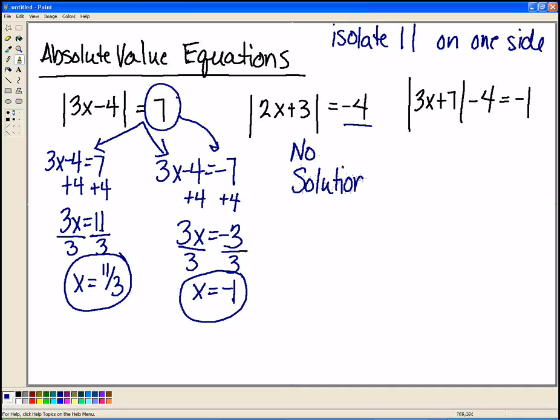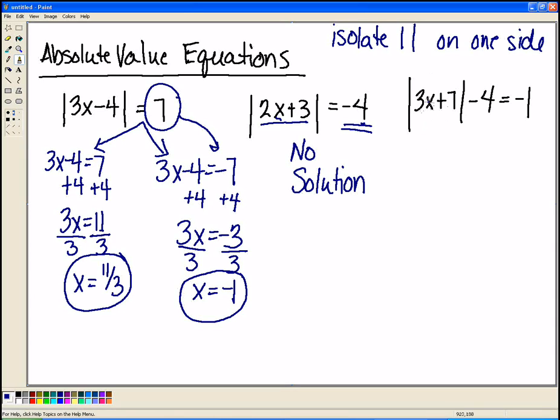Why is that? Can you ever take an absolute value and get a negative number? No. Absolute value by definition is a positive number, okay? All right? So you can never take an absolute value and get a negative number. So if you isolate your absolute value on the left-hand side and you have that it's equal to a negative value, then there is no solution. But there's a watch out. You want to make sure that you isolate your absolute value before you jump to conclusions.